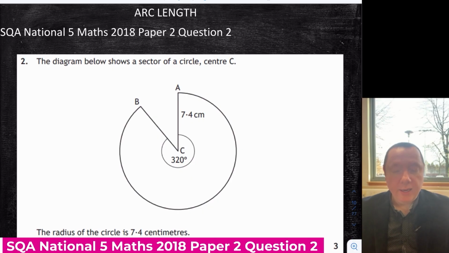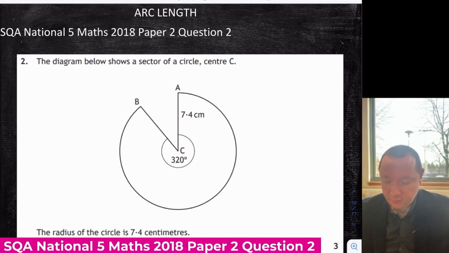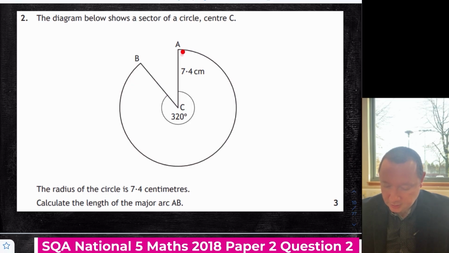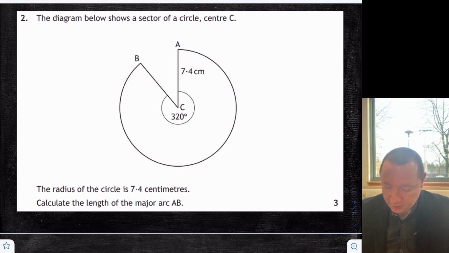SQA National 5 Maths 2018, Paper 2, Question 2 on arc length. The diagram below shows the sector of a circle, centre C. It shows the radius is 7.4, the angle is 320, and it asks us to calculate the length of the arc. So this is a straightforward one.